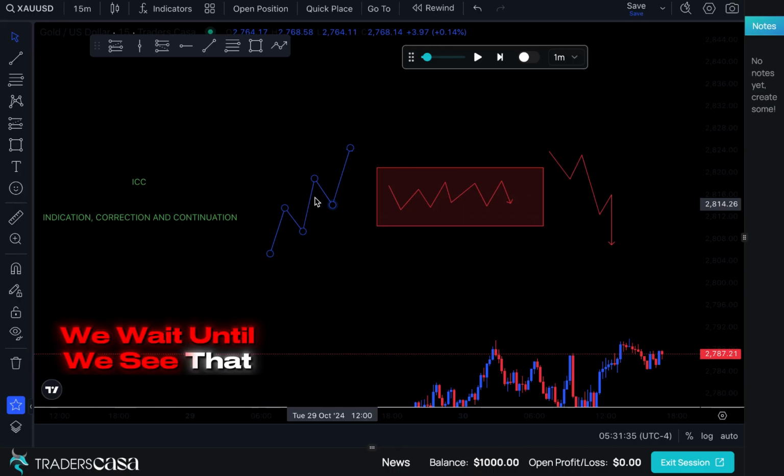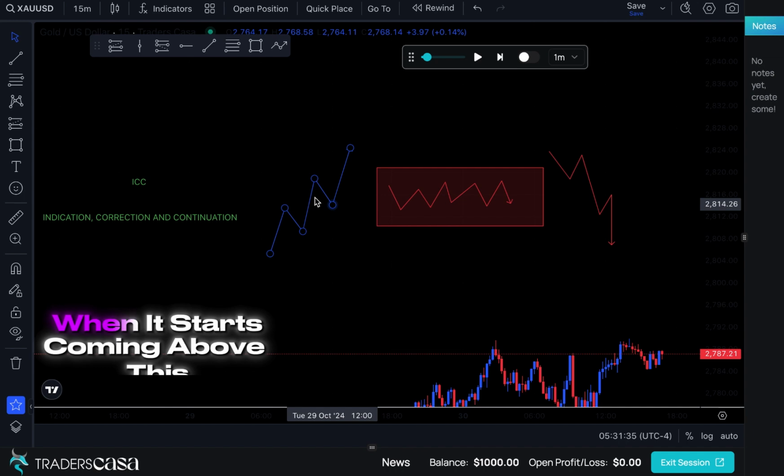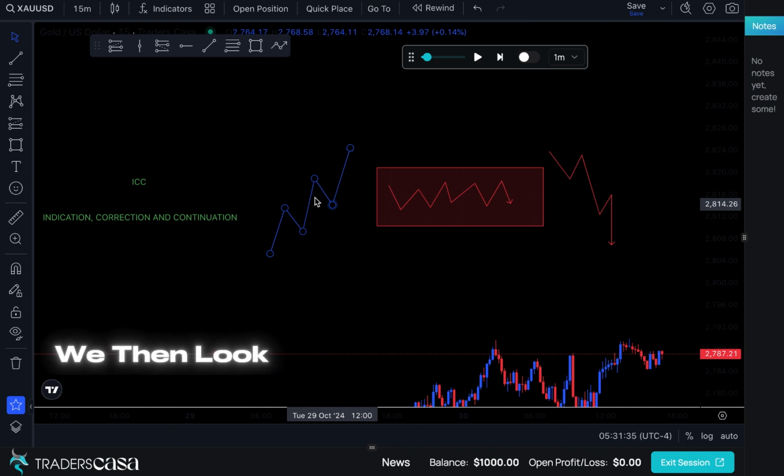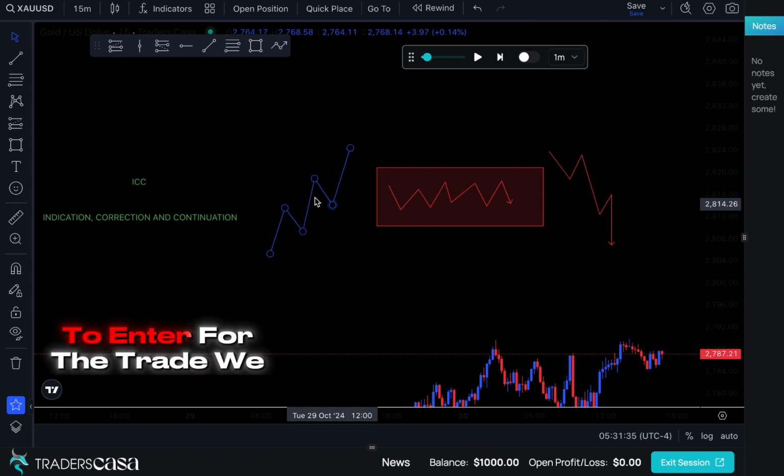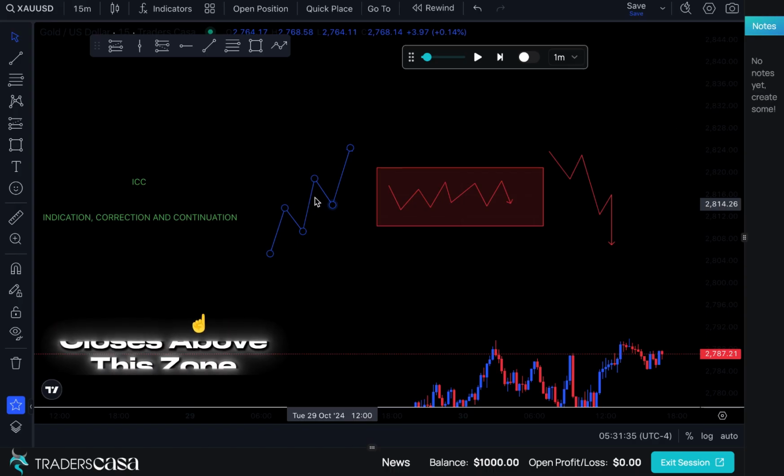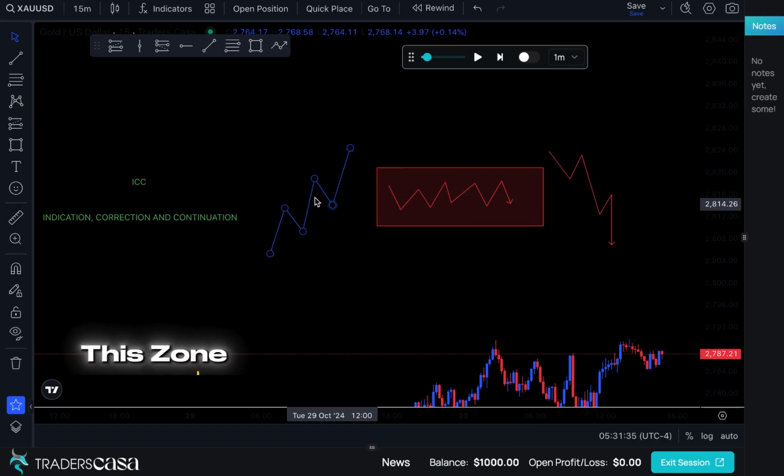We wait until we see that price is becoming bullish. It starts coming above the zone that we marked blue. When it starts coming above the zone, that is where we look to enter the trade. We can now take our entry. As soon as price closes above this zone, we take our trade, with our stop loss below.